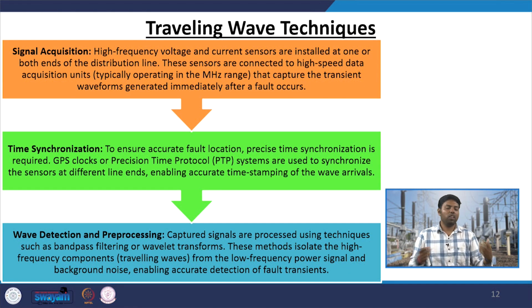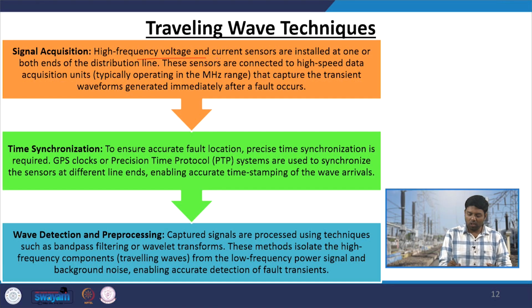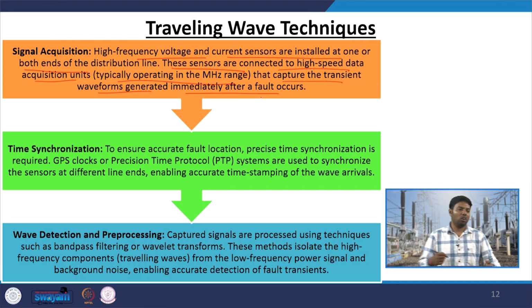Then you have travelling wave techniques. What are the travelling wave techniques? High frequency voltage and current sensors are installed at one or both ends of the distribution line. These sensors are connected to high speed data acquisition units, typically operating in the megahertz range, that capture the transient waveforms generated immediately after a fault occurs.